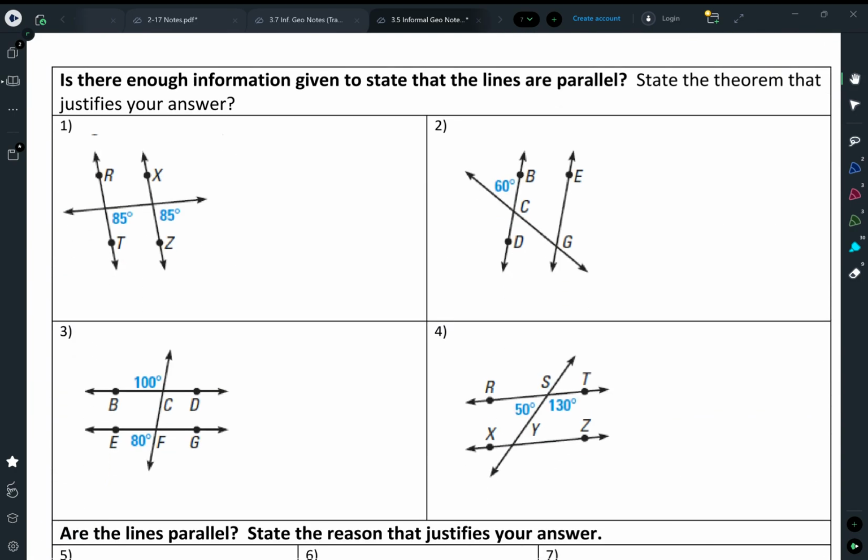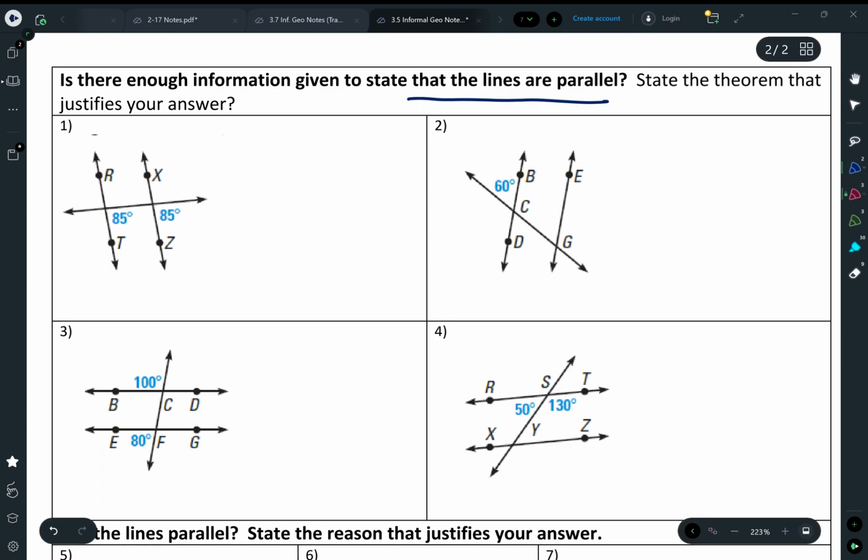Today we're going to be looking at all of these different pictures, and I'm trying to decide, are the lines parallel? I'll have to look at what angles they're giving me and what's congruent and make a decision from there. What I notice on number 1 is that I have 2 angles that are 85.